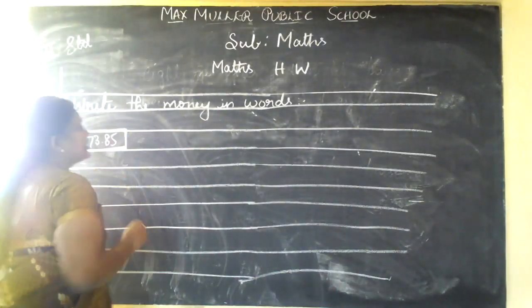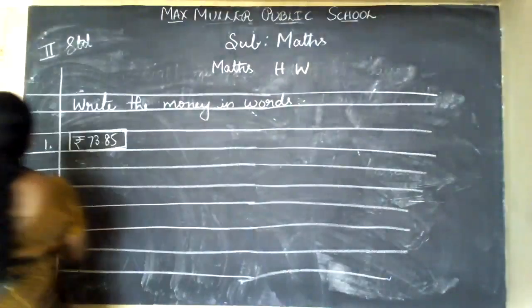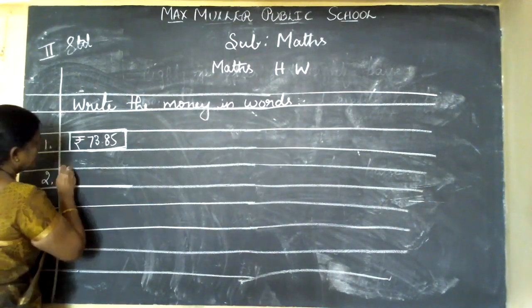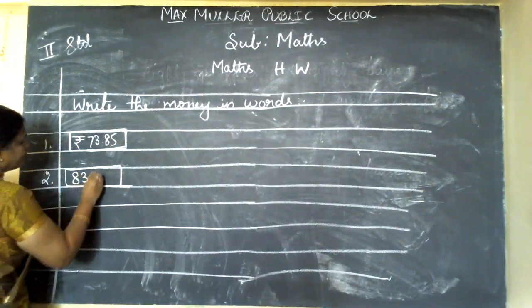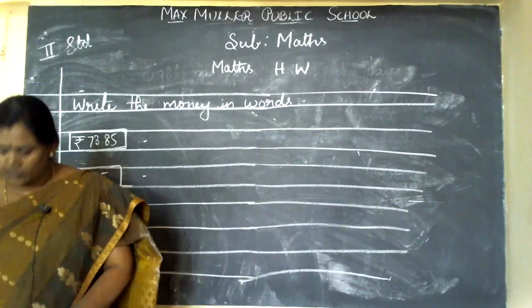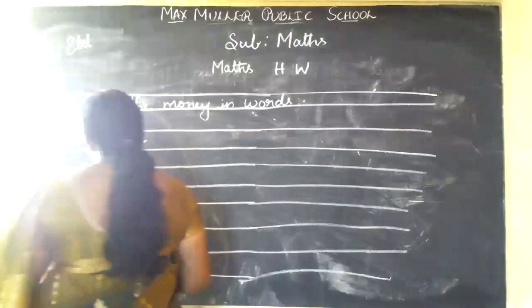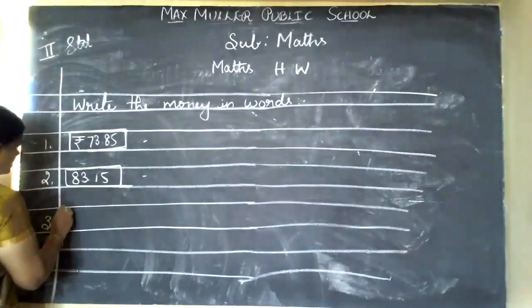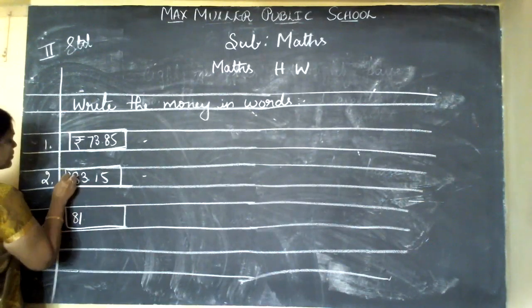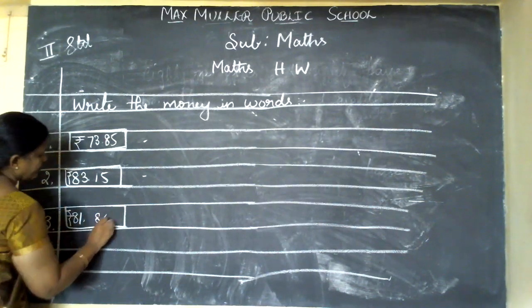85 paisa, 73 rupees, 85 paisa. Second one, 83 rupees, 15 paisa. You want to write in the words. Third one, 81 rupees, 80 paisa. Third one is 81 rupees. See, short form you want to write. 81 rupees, 80 paisa.